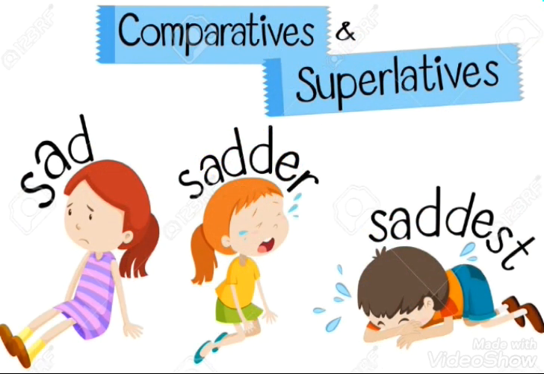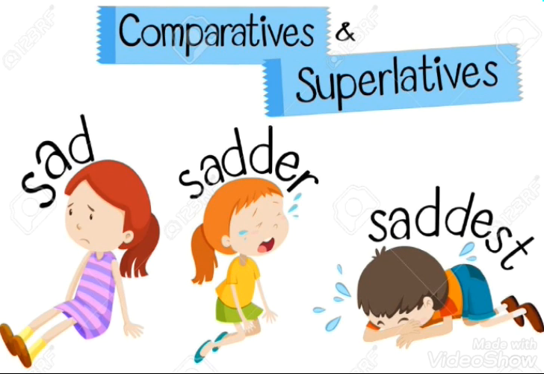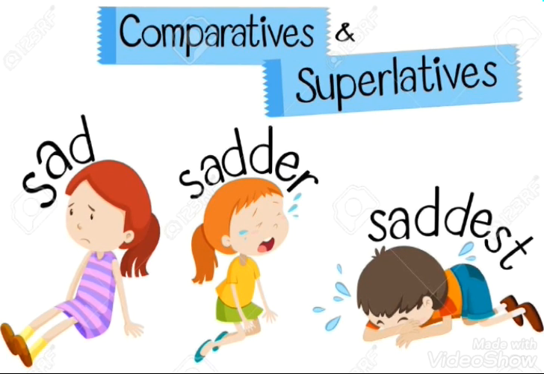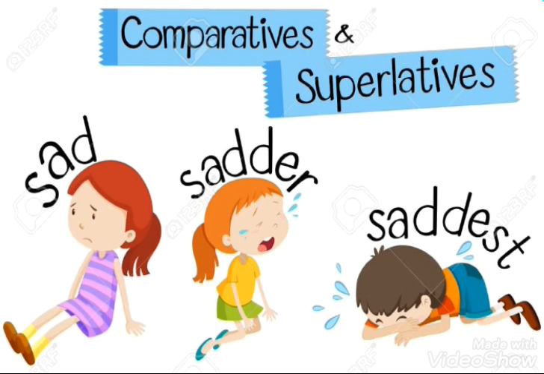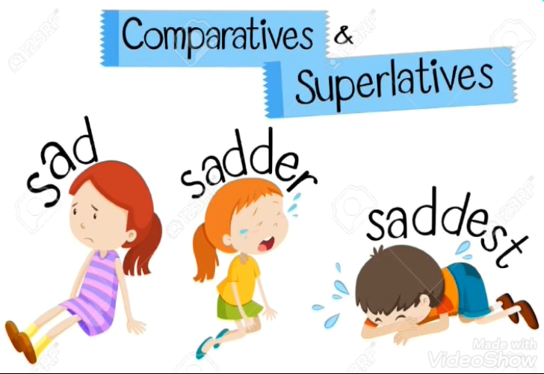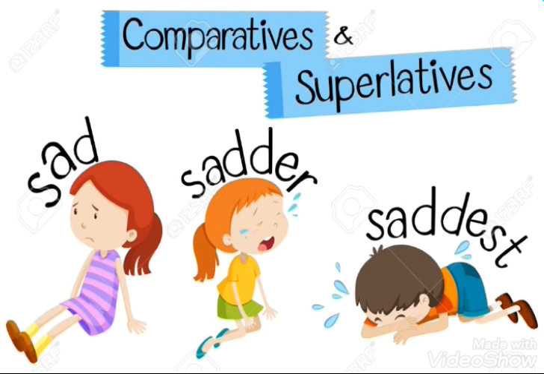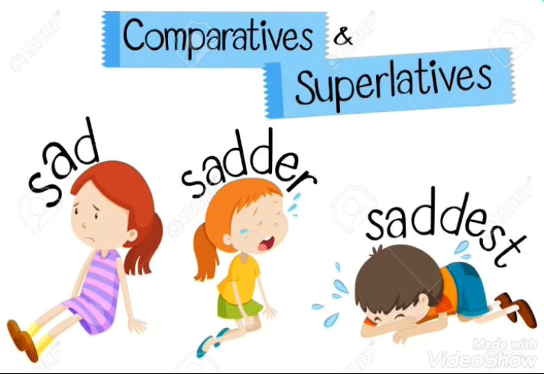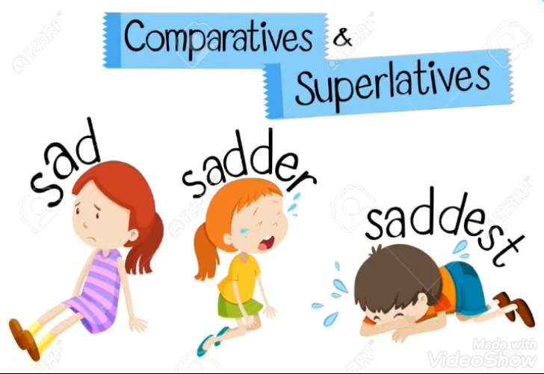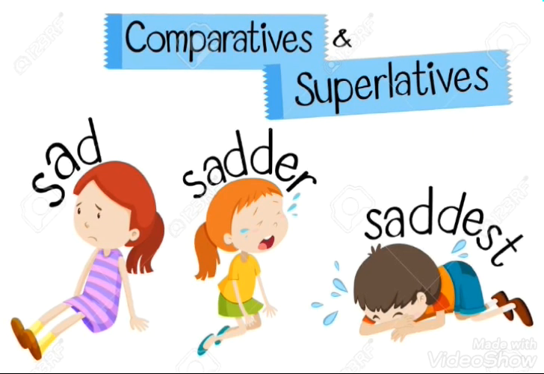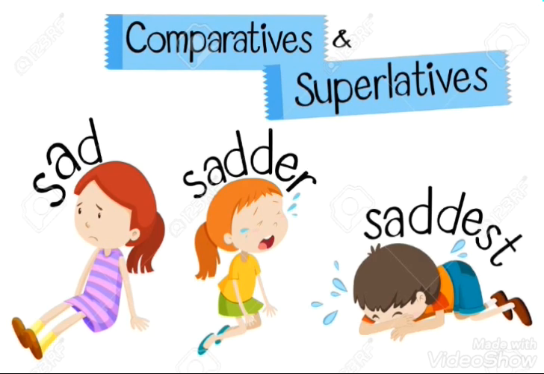Okay, here we have two girls and a boy. The first girl is sad. What about the second girl? The second girl is sadder than the first girl. And here, which one is the saddest one? This boy is the saddest one. The saddest person, or the saddest boy. So we have sad, sadder, saddest.